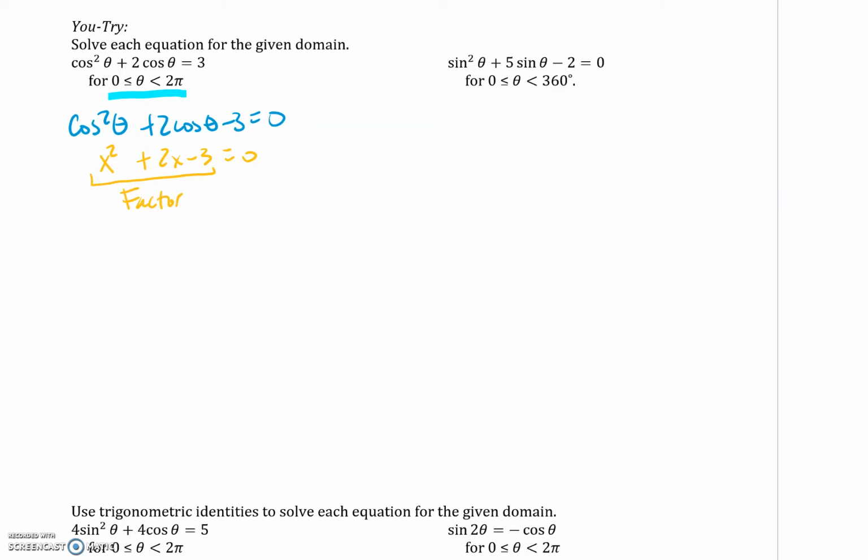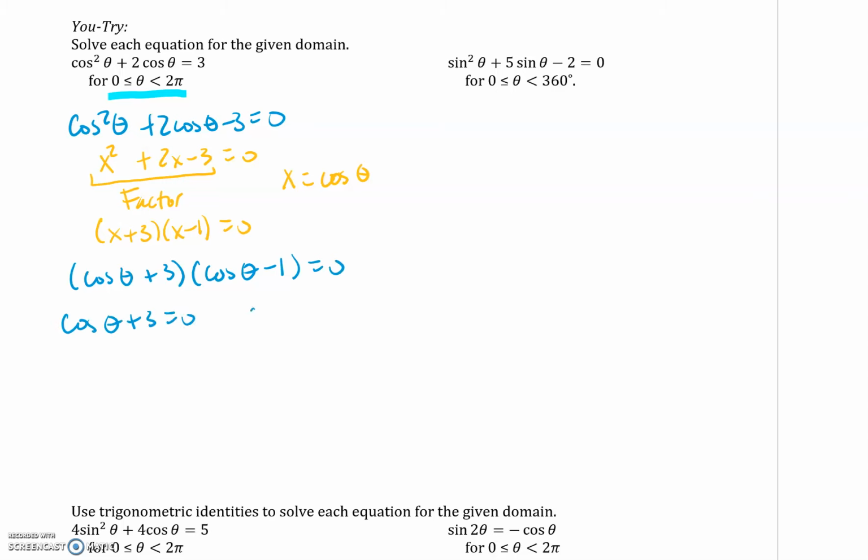So when I factor this, I'm going to get x plus 3, x minus 1 equals 0. And in this case, what does x represent? X is that cosine theta we're trying to isolate. So I'm going to replace the x with cosine theta. And now I can do my zero product property. So cosine theta plus 3 equals 0, or cosine theta minus 1 equals 0. So now I want to solve for cosine theta. So cosine theta is negative 3, or cosine theta equals 1.